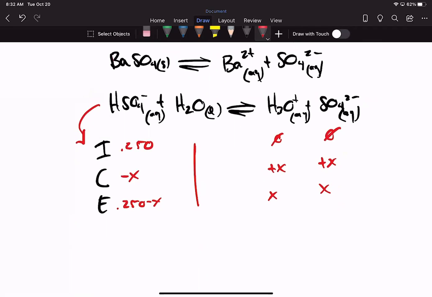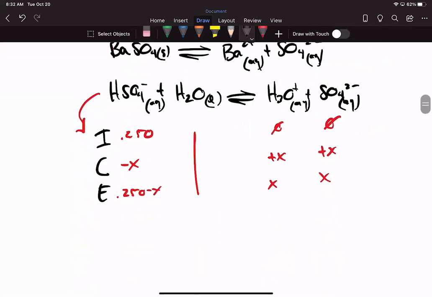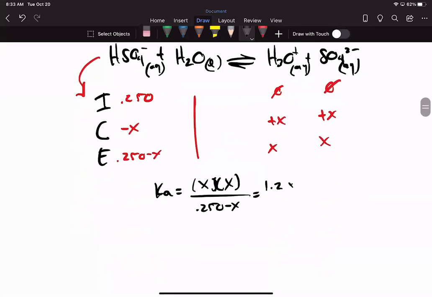So here we're not making an assumption. We have the Ka, and we're not making an assumption here. So let's go ahead and set up our Ka. Our Ka is equal to x times x over 0.250 minus x, and this is equal to 1.2 times 10 to the minus 2.